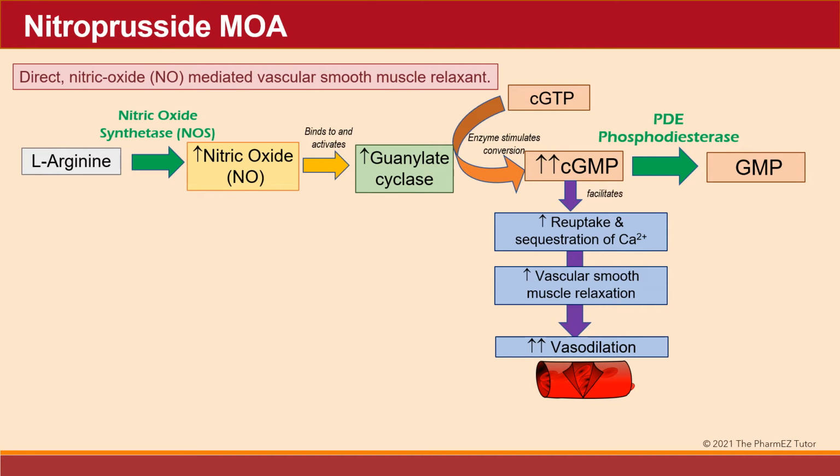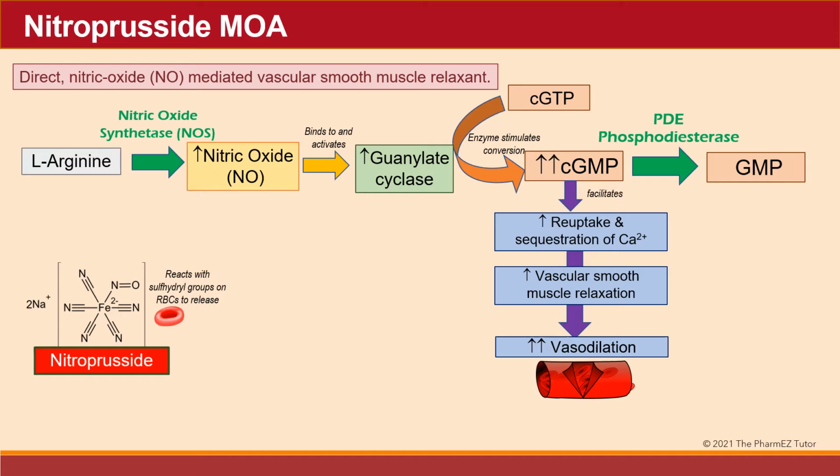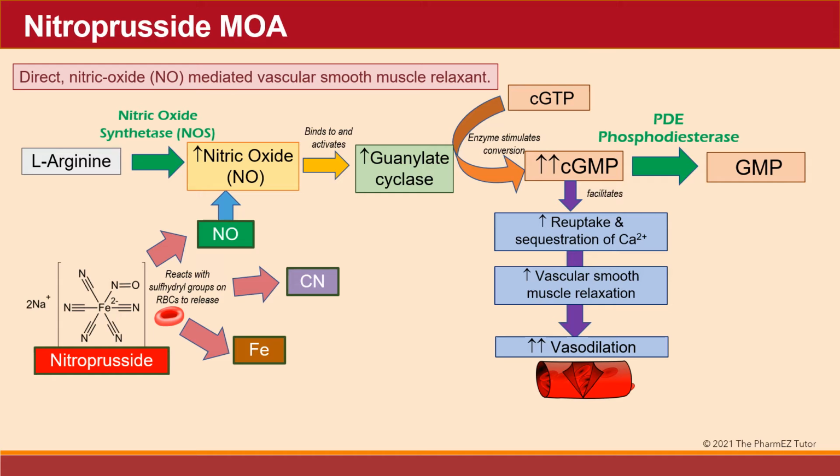Now let's integrate nitroprusside into the nitric oxide pathway. The chemical structure of nitroprusside comprises a ferrous iron center complex with 5 cyanide moieties and a nitrosyl group, and is 44% cyanide by weight. Nitroprusside reacts with sulfhydryl groups on erythrocytes to release iron, cyanide, and nitric oxide. The nitric oxide activates guanylate cyclase to generate cyclic GMP. Cyclic GMP then facilitates calcium sequestration and removal from the cell, causing vascular smooth muscle relaxation and vasodilation.